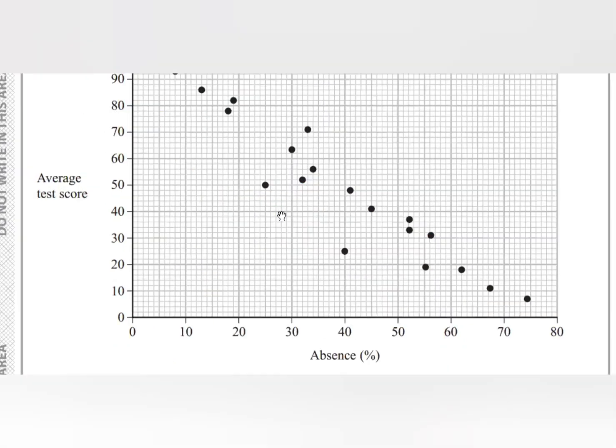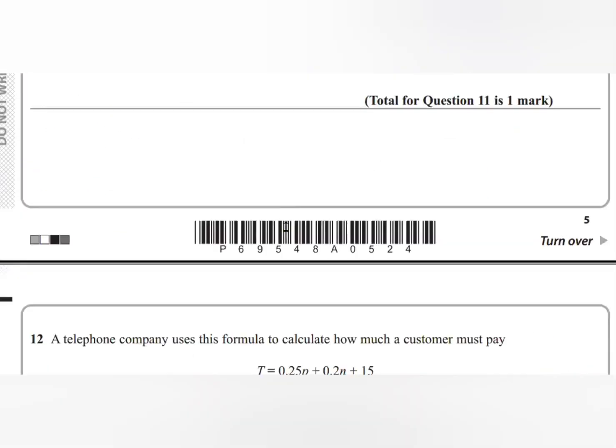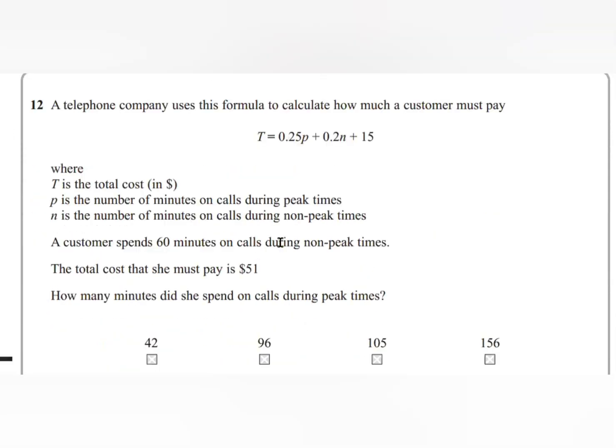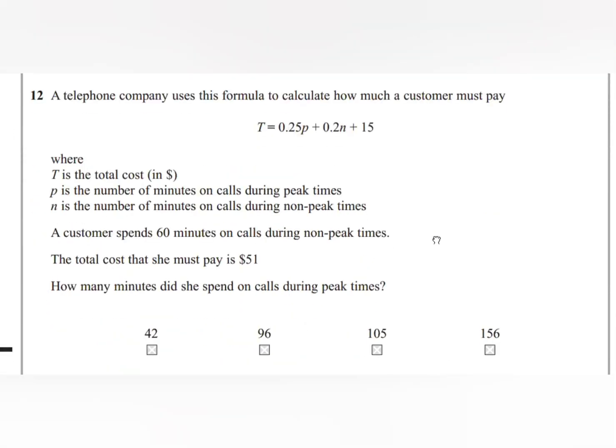Question 12. A telephone company uses this formula to calculate how much a customer must pay. This is the formula that we have, where T is the total cost, P is the number of minutes on calls during peak times, and N is the number of minutes on calls during non-peak times. So N non-peak, P is peak times, and then T is the total cost.